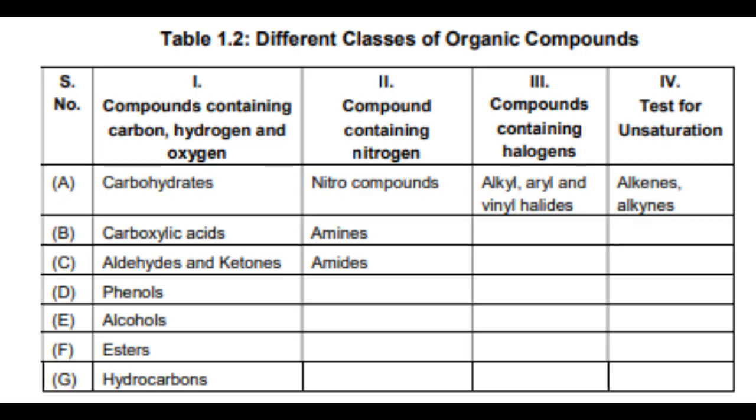Look at the screen. 1. Compounds containing carbon, hydrogen and oxygen. A. Carbohydrates. Polyhydroxy aldehydes or ketones, or compounds which yield these on hydrolysis, are called carbohydrates. The simplest type of carbohydrates are monosaccharides and their polymers are called polysaccharides. Carbohydrates containing the aldehydic group are called aldoses, while those having a keto group are called ketoses.